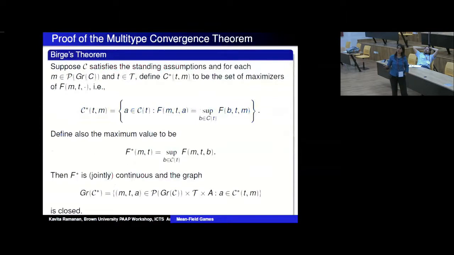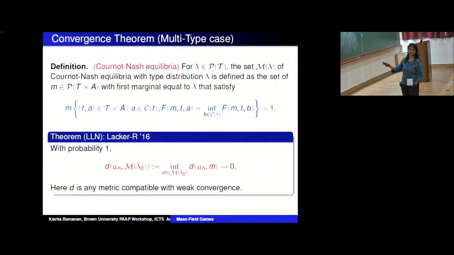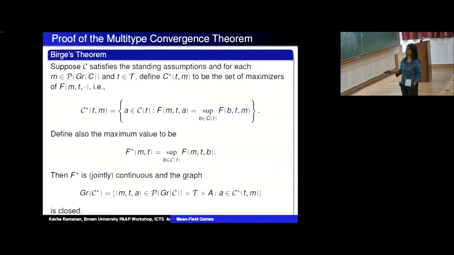So the proof of this goes quite similarly to what we did for the case without types. It has a similar flavor, so I'm not going to go through the details, except I will say that there's one additional theorem that you have to invoke in order to prove it. If you want to try to prove it, you can try to use Berge's theorem.